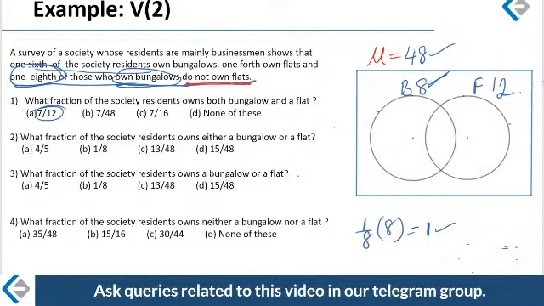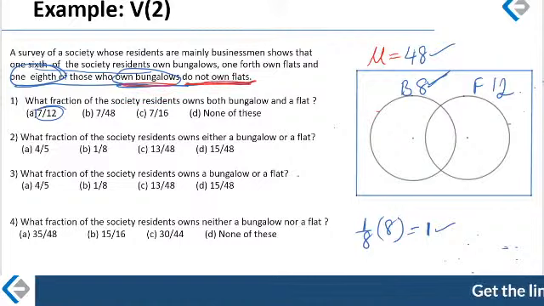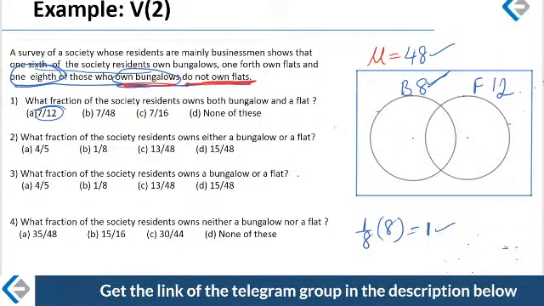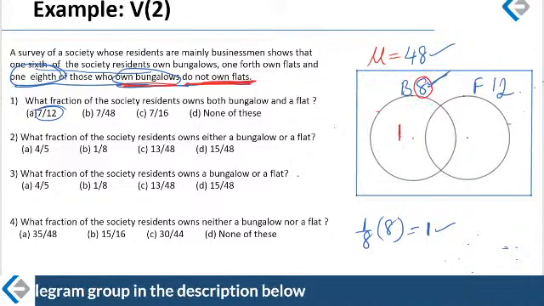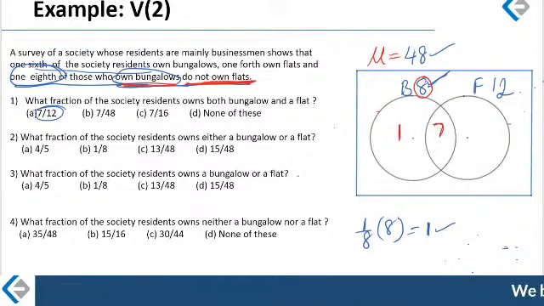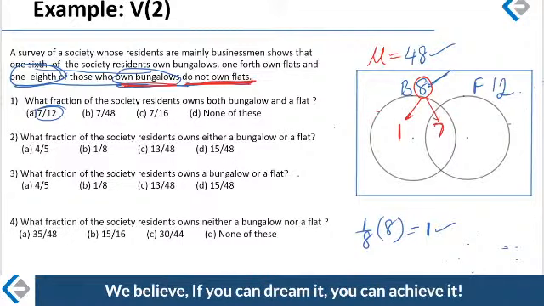This one person out of these 8 does not own a flat, which means he owns only a bungalow. Do not own a flat means what? Owns a bungalow but not a flat, which means exclusively bungalow. Only one person owns only a bungalow. But this number is 8, so it is split: 1 plus 7. Out of this 8, if 1 is here, then the remaining 7 should be here, right?